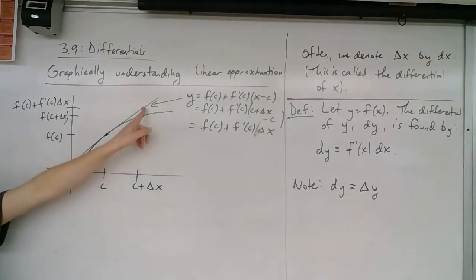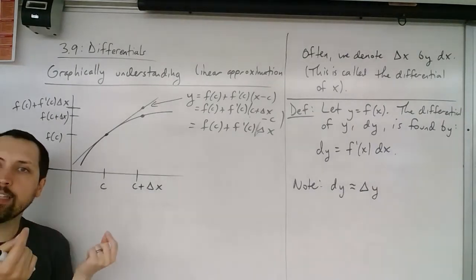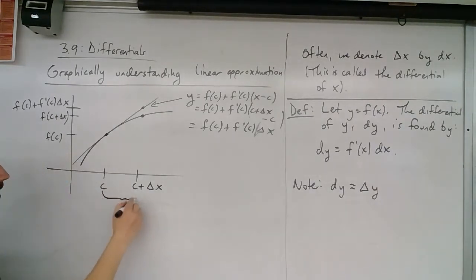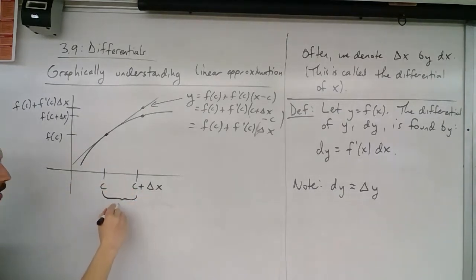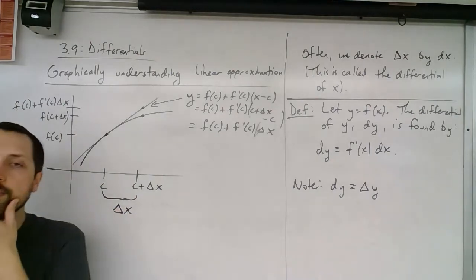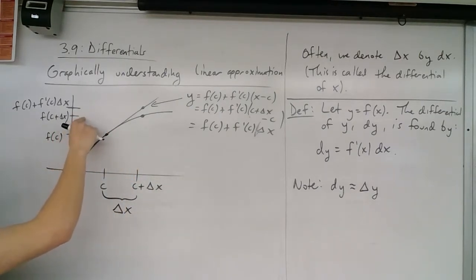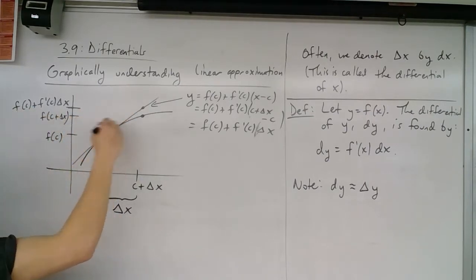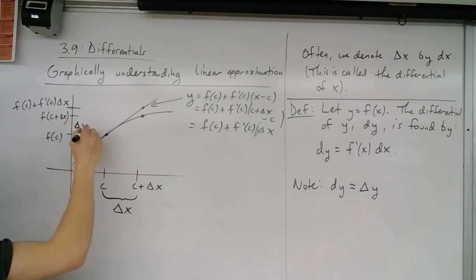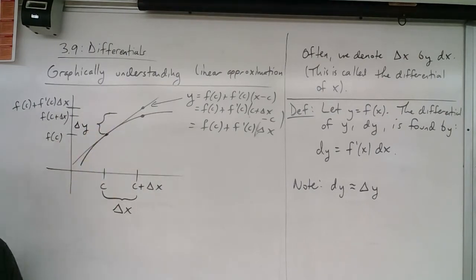So this is our approximation. This is our exact value. Now, when it comes to distances between some of these, the distance from c to c plus delta x, well, you've just added a delta x, so this distance is delta x. Now, what we'll assume is that the distance between these two values, this was the change in x, this distance here we're going to call our delta y.